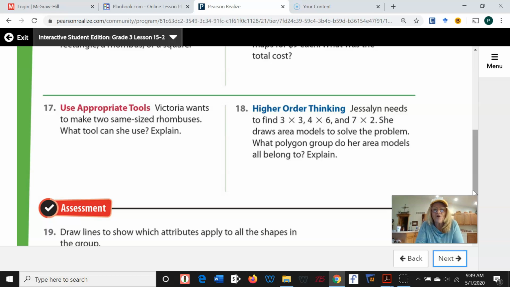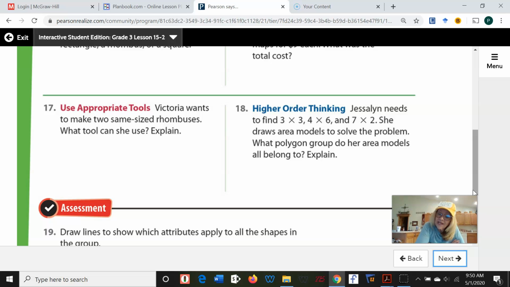Okay, number 18. Oh, they say it's that higher order thinking. There we go, because higher order, they always want us to think a little bit harder. So Jezelyn needs to find a 3 by 3, a 4 times 6, and a 7 times 2. She draws area models to solve the problem. What polygon group do her area models all belong to?